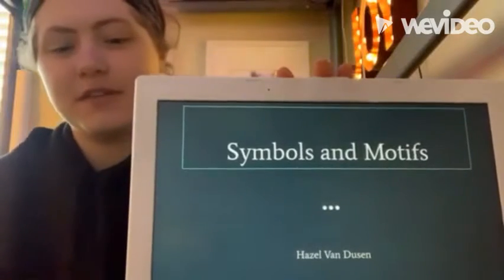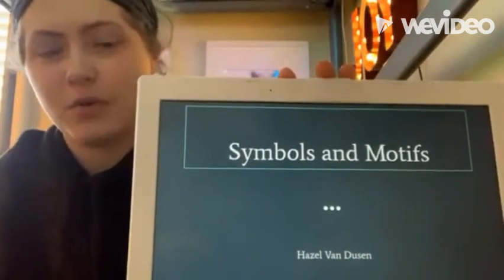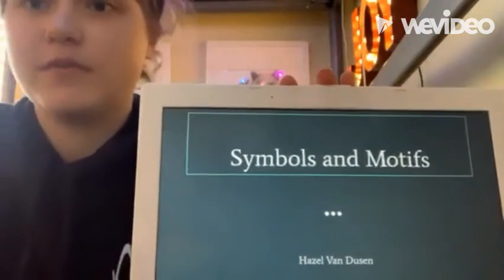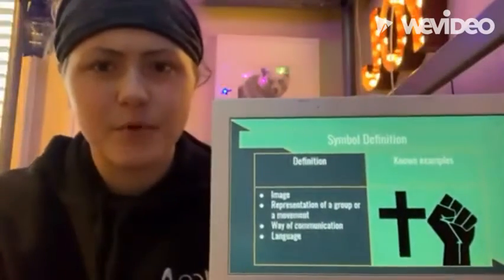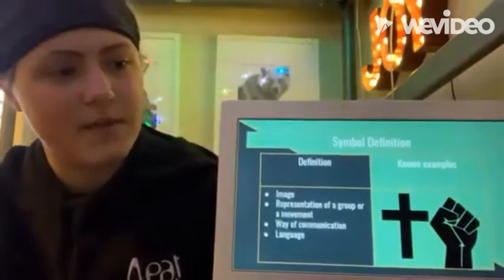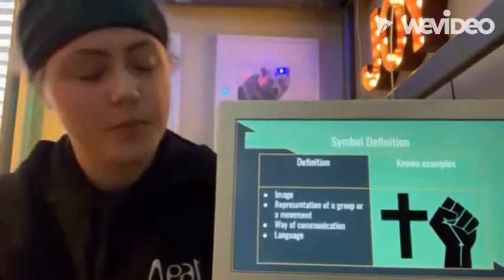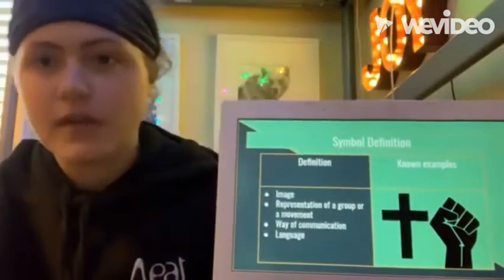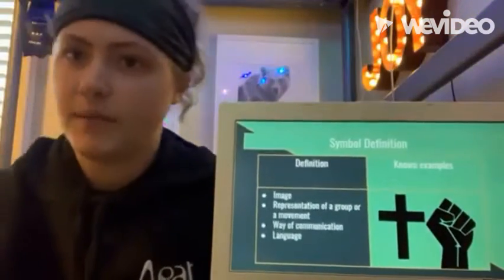My name is Hazel Van Dusen, and my subject for the Language Convention project was symbols and motifs. So what is a symbol? Well, a symbol is an image that represents a movement or a group. It's also a means of communication, such as the alphabet.